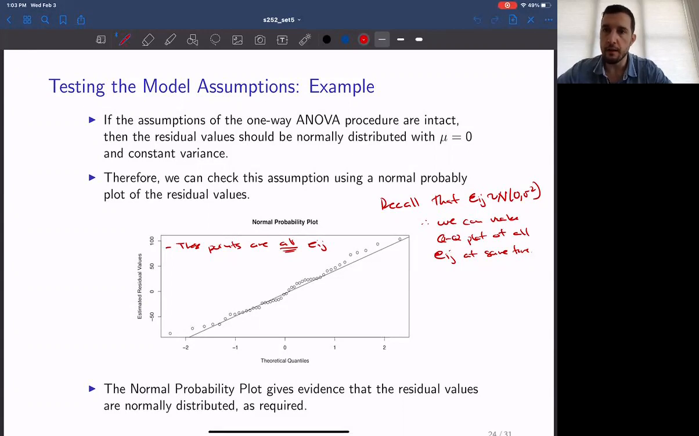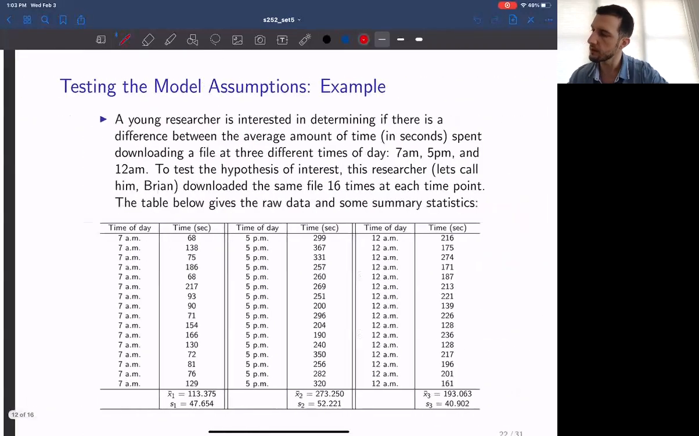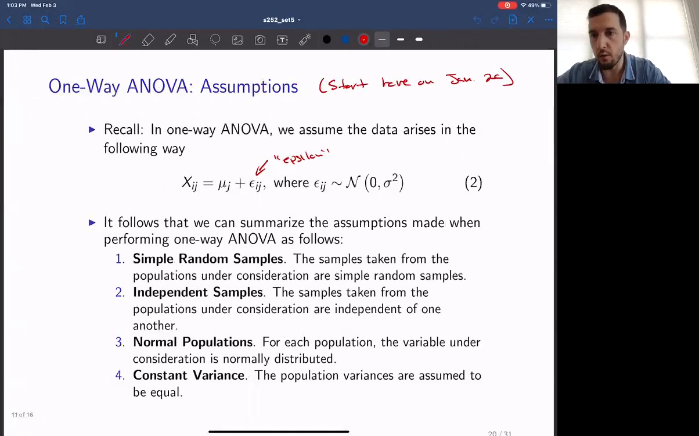To check for normality, the most common approach is to build an estimate of the error term that is attached to the one-way ANOVA model. So the one-way ANOVA model is given in equation 2 on slide 20 of lecture set 5. It's also given in lecture set 4. The error term, which is called epsilon, is this term here. And to check the normality assumption, we construct an estimate of this error term.